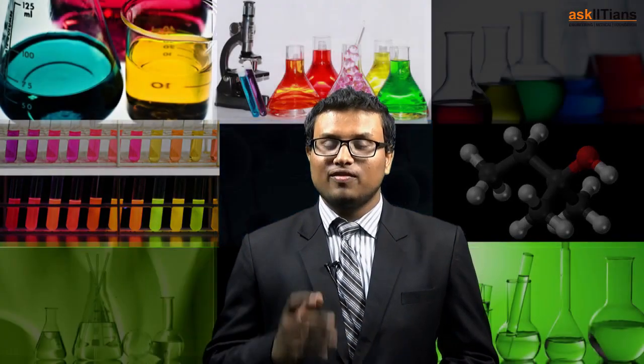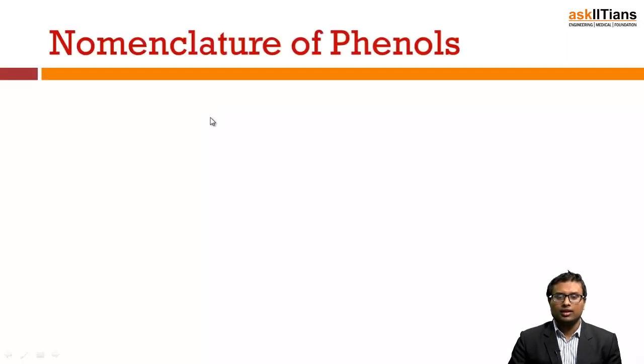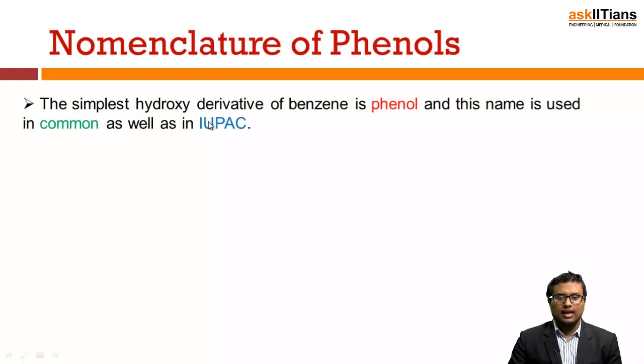In this part we will be discussing the nomenclature concepts of phenols and ethers. So let's start. Naming of phenols. How do we name a given phenol, or what is the nomenclature of phenols? The simplest hydroxy derivative of benzene is phenol, and this name is used as a common name as well as an IUPAC name. So phenol is not only a common name but also an IUPAC name for a benzene containing an alcoholic group.